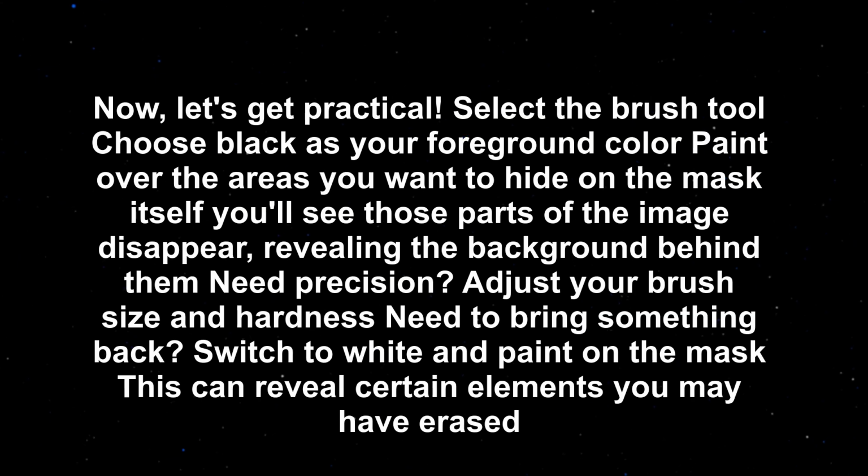Now, let's get practical. Select the brush tool, choose black as your foreground color, and paint over the areas you want to hide. On the mask itself, you'll see those parts of the image disappear, revealing the background behind them. Need precision? Adjust your brush size and hardness. Need to bring something back? Switch to white and paint on the mask. This can reveal certain elements you may have erased.